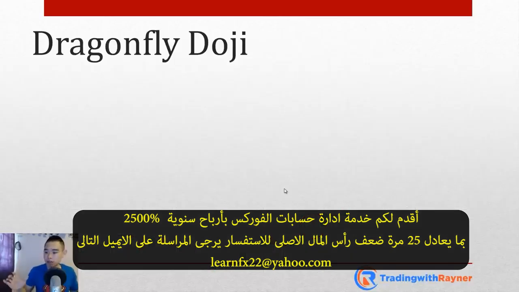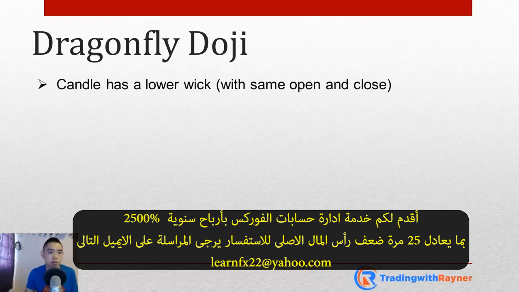Moving on, let's look at the three different types of doji candlestick patterns and how you can trade them and find profitable trading setups. The first one is what we call the dragonfly doji. Again, the close and the open are at the same level, but the difference this time around for a dragonfly doji is that the candle has a lower wick. This means that you can see rejection of lower prices.